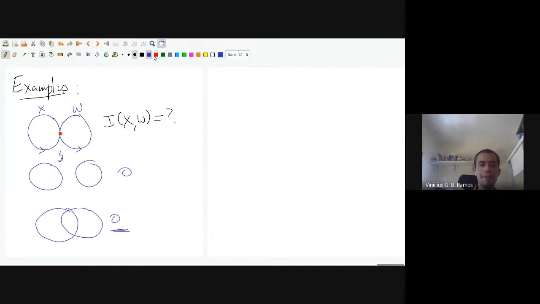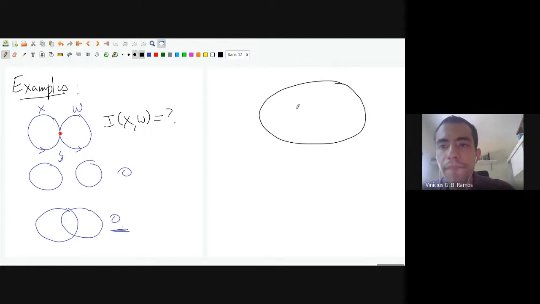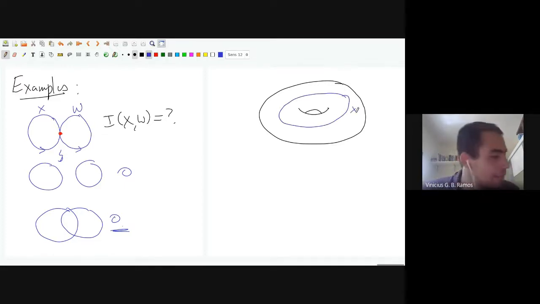Okay. And then the other example is when we had a torus. I can make that thing not transverse to make it interesting. I can have this as my X, and then I can have my W like this. So now, the tangent space is shared here. And then now, what's the intersection here?